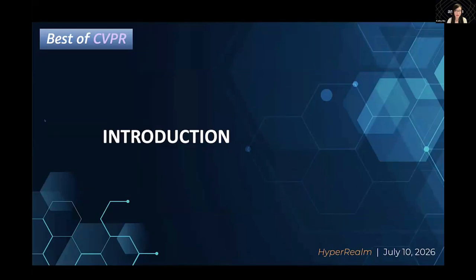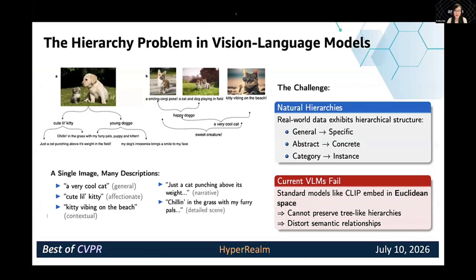First of all, let's look at the introduction. Let's start with a fundamental question. How do current vision language models represent hierarchy? Consider a simple example, an image of a dog. This could be described as animal at a very general level, mammal more specifically, dog even more precisely, and golden retriever playing fetch at the finest granularity.